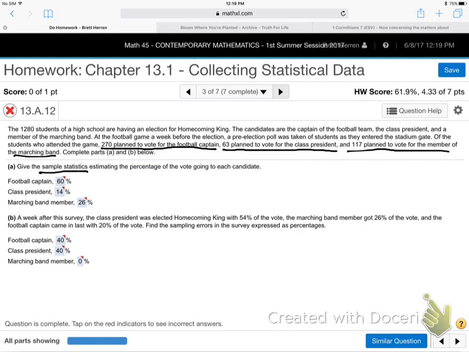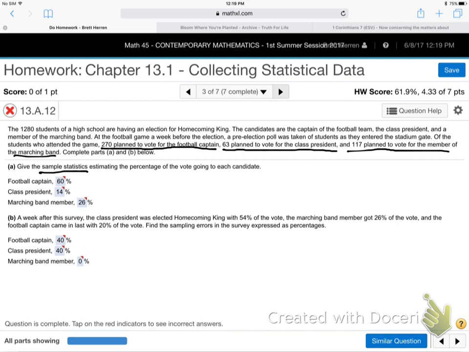So when they ask me for sample statistics, they're saying take these little numbers that came out of that sample. As they went into the football game the week before, they just asked people at the gate, who are you going to vote for next week when we have the actual homecoming king election? They took down the numbers.